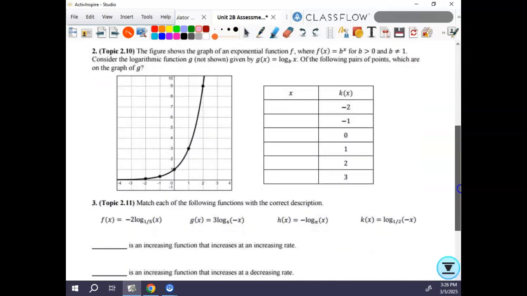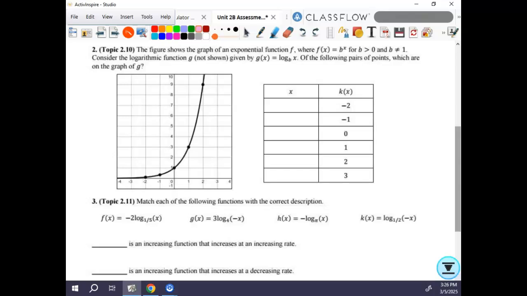Okay, so number 2 tells me the figure shows the graph of an exponential function f of x. So this is f of x, and that is my exponential. Consider the logarithmic function g, not shown, given by g of x, which are on the... nobody has asked me about this, which makes me wonder if we have actually even done this, or if we have paid attention to any of this, because I don't have a table that says g, it says k. That is a mistake, but I would have expected somebody to ask me about that by now. So there is your g.